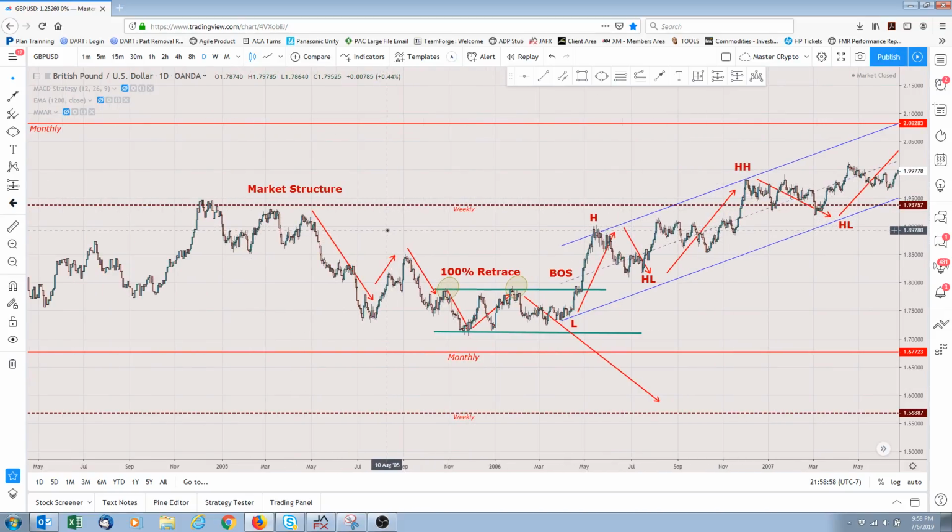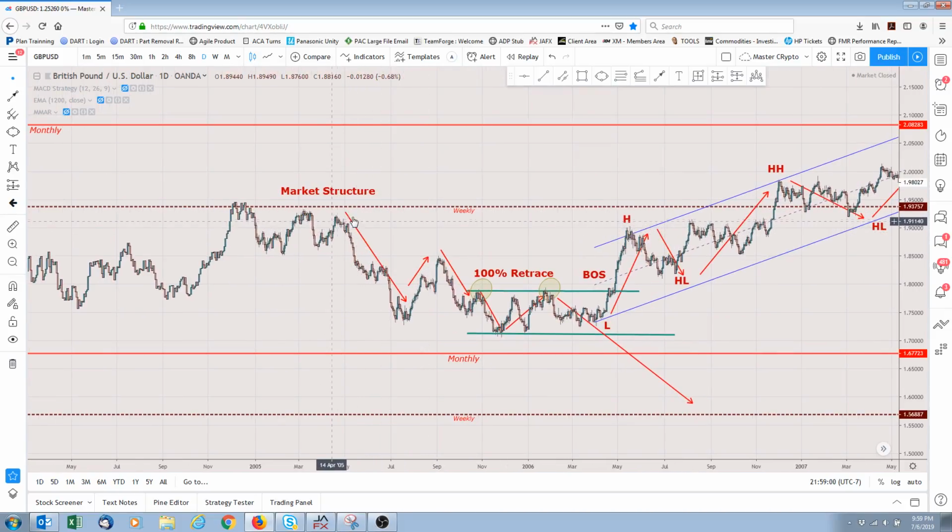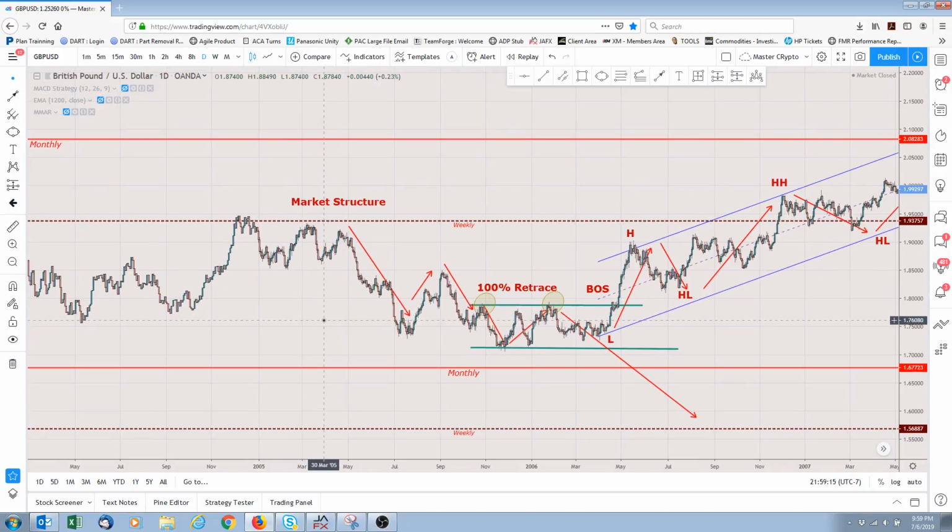And then here, this is what I want you to look for. Market structure. The markets move in a particular pattern. And if you look carefully, you're going to discover something. And I'm going to show you that. Okay, so let's walk through market structure.